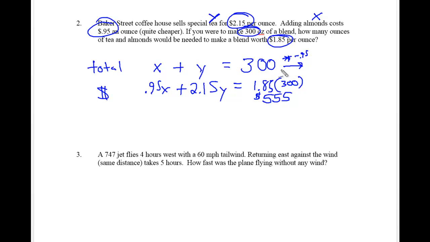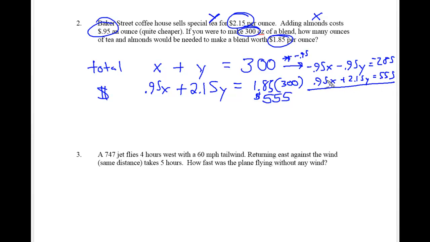The reason why I like multiplying by a negative is I like to add my problem at the end instead of subtract. But again, if you multiply this whole line by 95 cents, you can then subtract the two. I just prefer seeing the opposites and then have them simplify. Now 300 times the negative 0.95, I did the math on a separate piece of paper, and that's negative 285 as a total. Now down below, I've got my 0.95x plus my 2.15y is equal to 555.